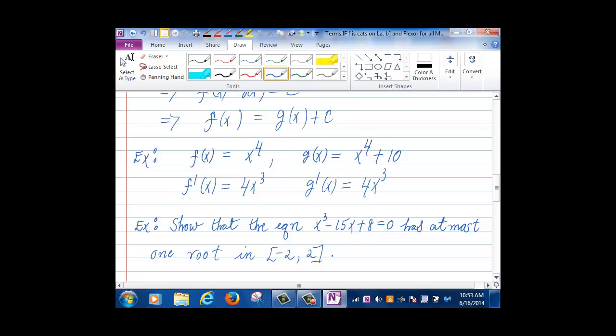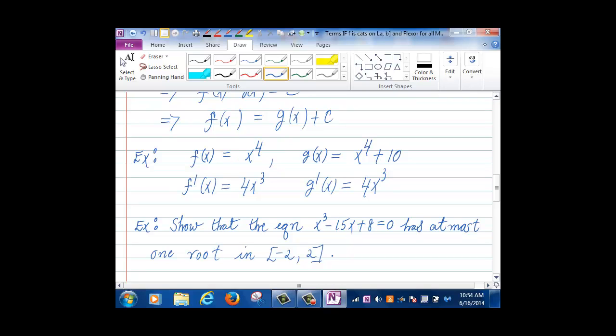We are not even trying to find the root. We are trying to show that there isn't more than one root in that interval. If there is only one, there isn't more than one. Our goal is to show that this equation has no more than one root in this interval. Am I making sense? Yeah.